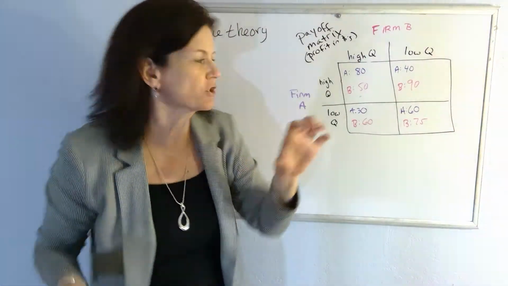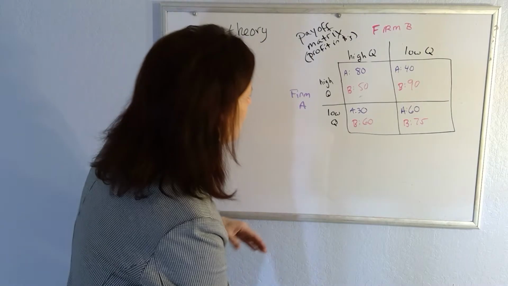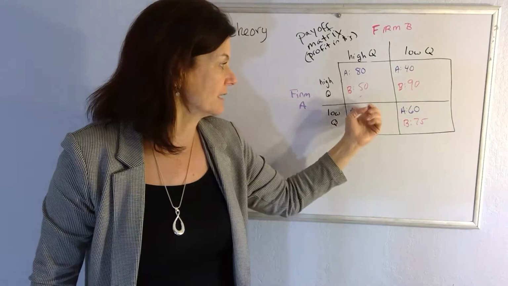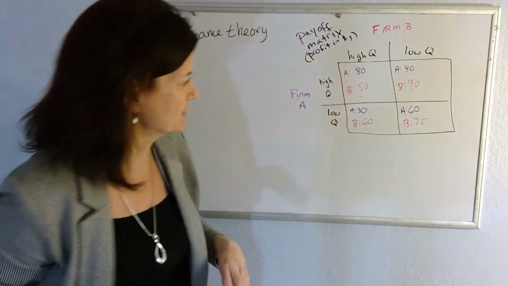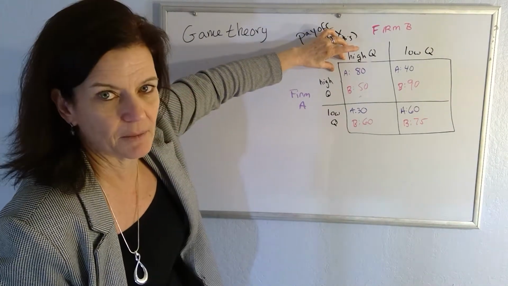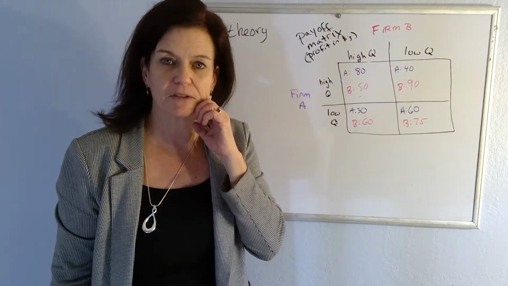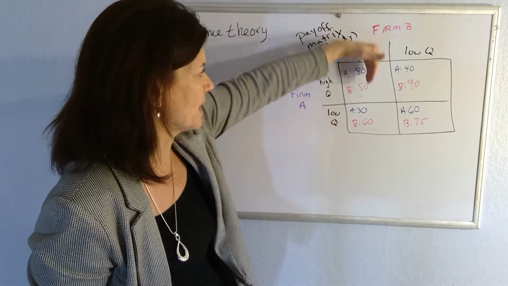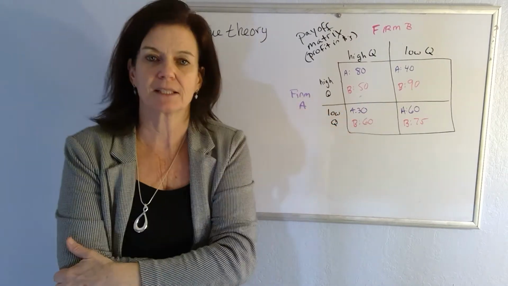The matrix shows in each cell, so a cell would be each one of these four things. In each cell it says what are the payoffs to each firm. There's two in there, one for A and one for B in each of those cells. What are the payoffs to each firm of this combination of strategies being played? So if A comes to market with a high level of output and B comes to market with a high level of output, A will get $80 and B will get $50. That's what that tells us. If B comes with a high level of output, but A comes with a low level of output, A gets $30 and B gets $60.